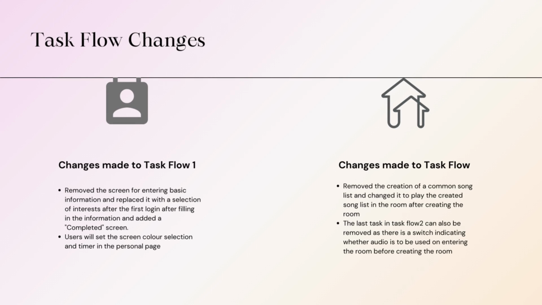After the initial login, Task Flow 1 replaces the interface for inputting basic information with a selection of interests and adds a completion interface to streamline the task flow. On their profile page, individuals can also change the timer and interface colors. The second task flow eliminates the construction of a joint song list. By selecting the constructed song list directly within the room, the final task can also be cancelled, as there is the option to choose whether or not to use the audio when entering the room before building up the room.